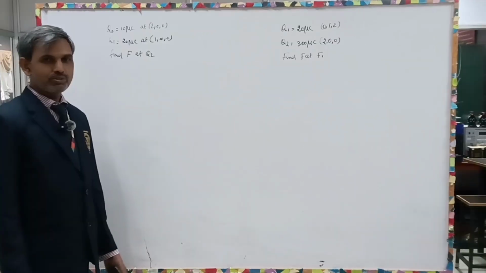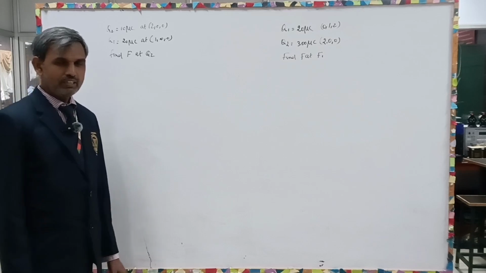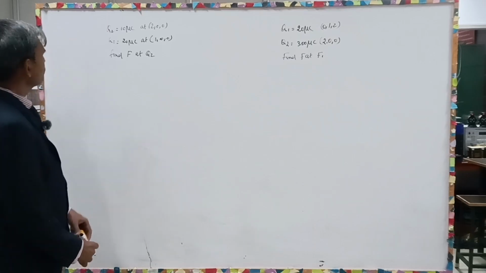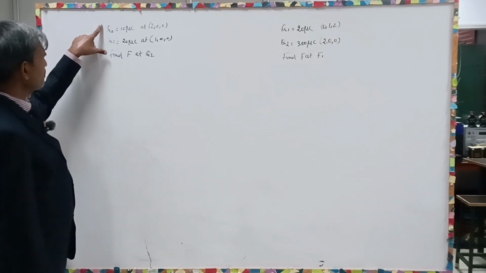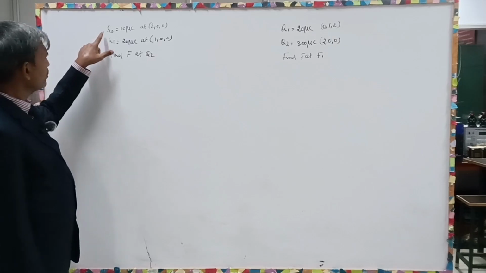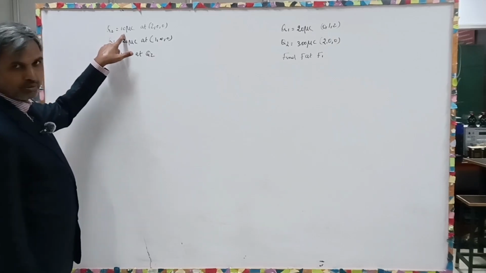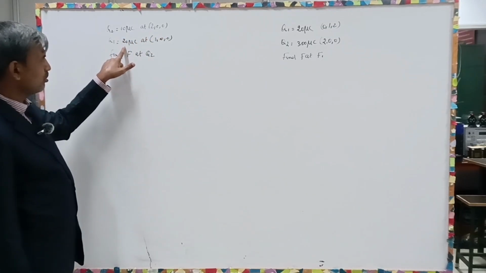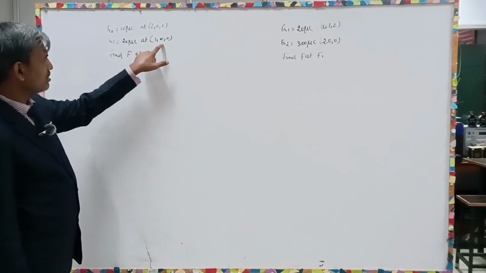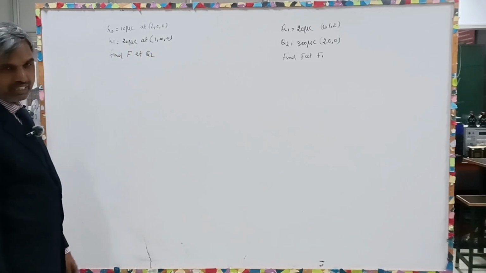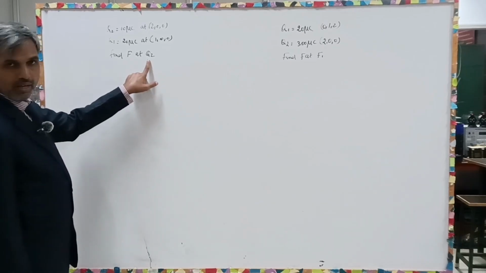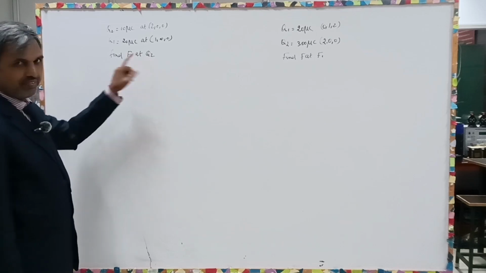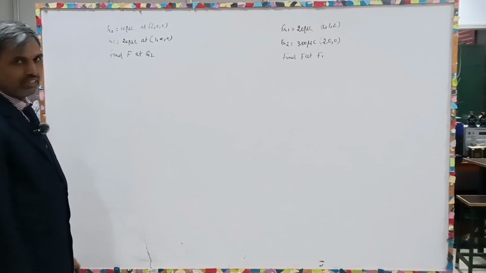Okay. So in this class we are going to solve some problems based on Coulomb's law. So here they are giving two point charges. Q2 is equal to 10 microcoulomb at the point 2,0,0, and Q1 is equal to 20 microcoulomb at 1,0,0. Now we are going to find the force at the point charge Q2. Last class itself we have said how to find the force.